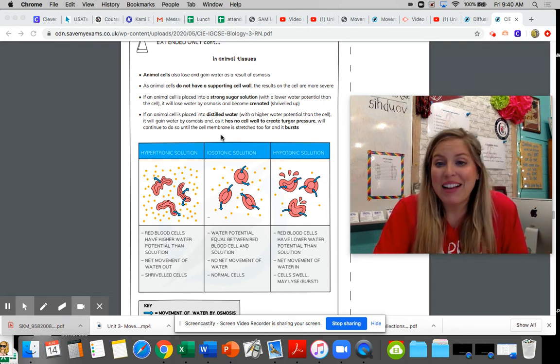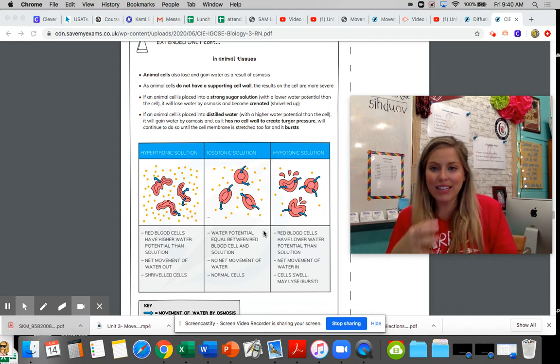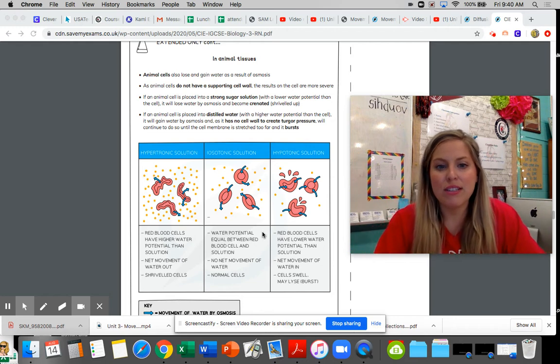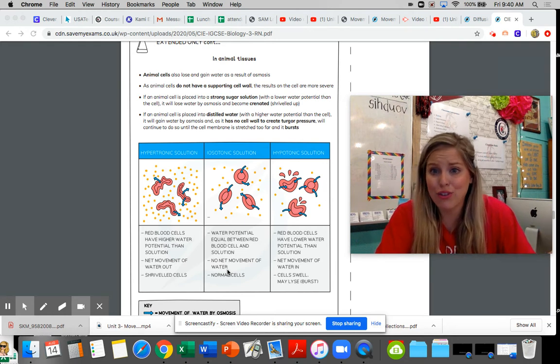Now, what our body is constantly trying to perform is having everything in an isotonic solution. We want water potential to be equal between our red blood cells inside of our body and their environment outside of those red blood cells. So there would be no net movement of water. These would be just normal, healthy cells. This is why it's so important to stay hydrated.